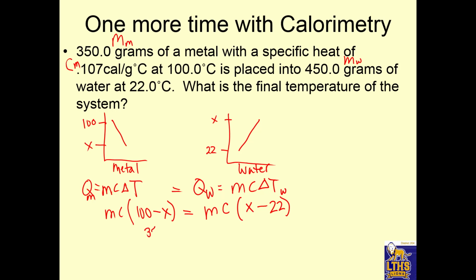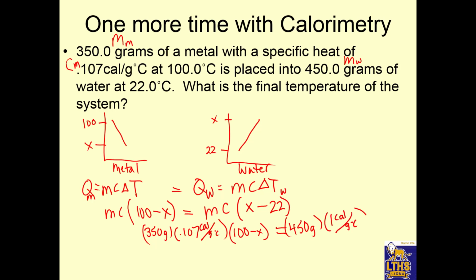So we have 350 grams of the metal. We have the specific heat of the metal, 0.107 calorie per gram degree C. And then we also have the temperature change of the metal, 100 minus X. Okay. And now the other side, mass of water is 450 grams. Specific heat of water is not in the problem, but we can look it up, 1 calorie per gram degree Celsius. And then we have X minus 22.